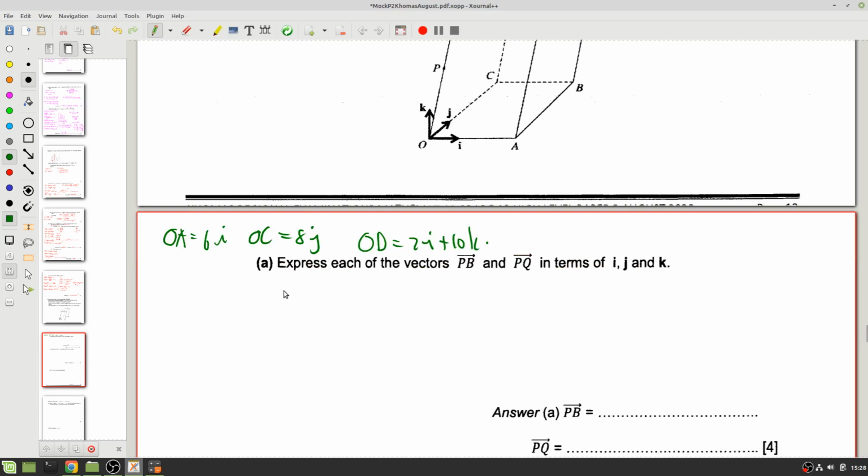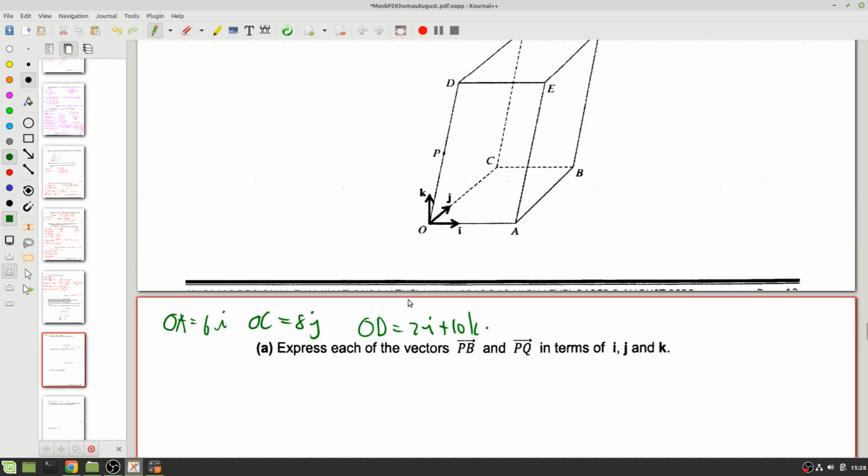Now they ask us the first question: express each of the vectors PB and PQ in terms of i, j, and k. Okay, so let's see what can we do for PB. So from P all the way to B. How do we get this? We have to start at P and end at B. So I think I'm going to take this route, that, and then that. Okay, so let's just write down PB is equal to PO plus OA plus AB.